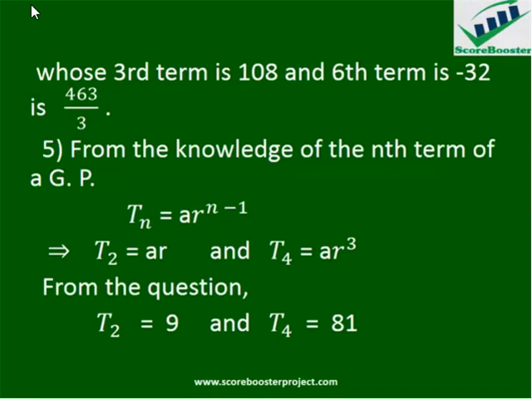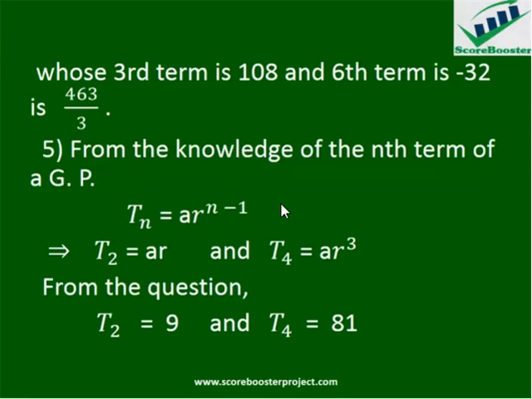So now we move to the fifth question. In the fifth question, we were given the information that the value for the second term of a particular geometric progression is 9, and the value for the fourth term is 81. So we are asked to find the sum of the first 4 terms.